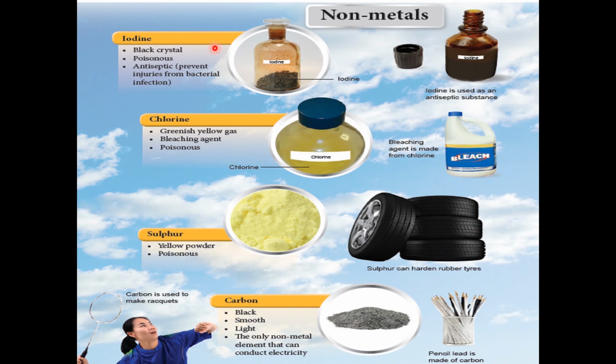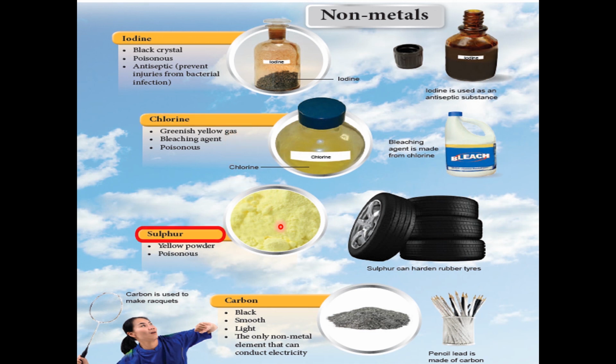Next, let's look at some examples of non-metals with their characteristics and uses. Iodine. Iodine is a purplish black solid, toxic and antiseptic. Iodine is used to make antiseptic medicine to protect wounds against bacterial infection. Chlorine. Chlorine is a greenish yellow gas, toxic and bleaching. Chlorine is used to make bleaching agents.